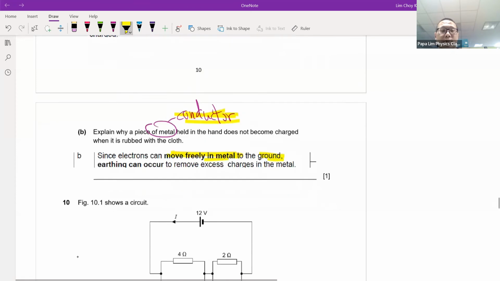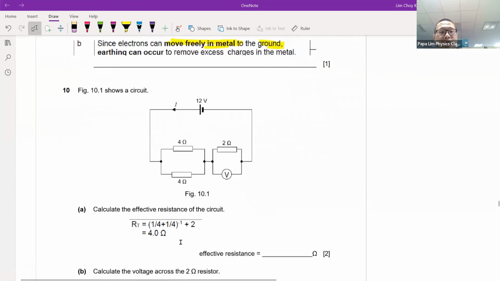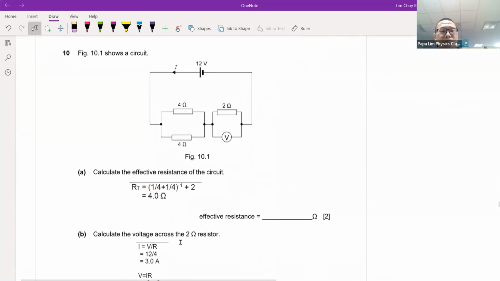Question 10 is an example of a circuit. It consists of 3 resistors. Take note of the trick the marker is trying to play on students, which is the arrangement of the voltmeter. The voltmeter makes it look like I have a set of parallel arrangements, but actually it's not. Actually the 4 ohm resistors are in parallel, and the 2 ohm resistor is in series. The arrangement will look like this.